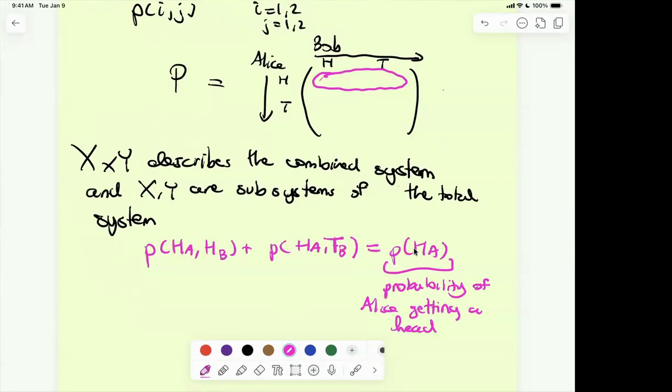What I want you to remember from what I'm about to say is that the total system is usually described in probability theory using a Cartesian product, right? If you had four people, each with their coin doing the same experiment, then you can do a Cartesian product of those four sets: heads, tails for each person.